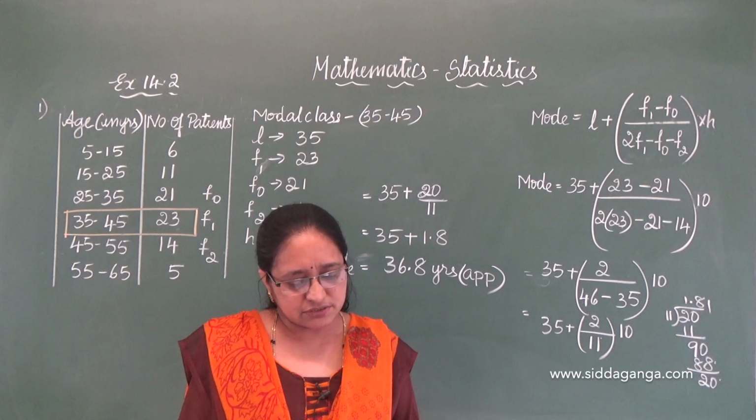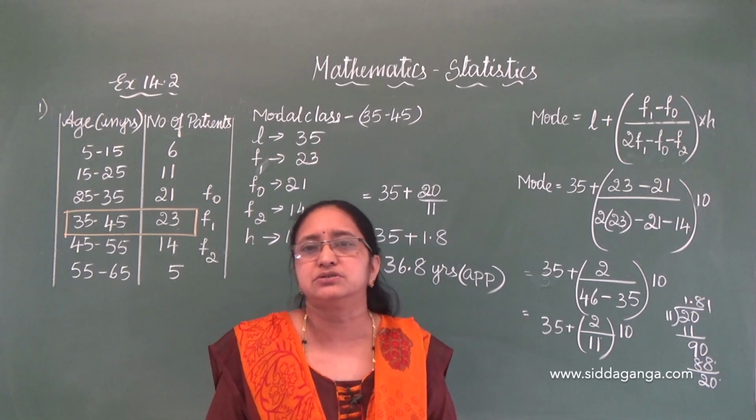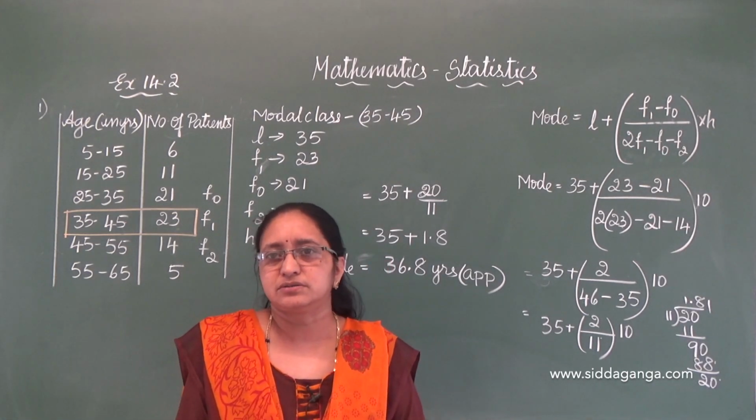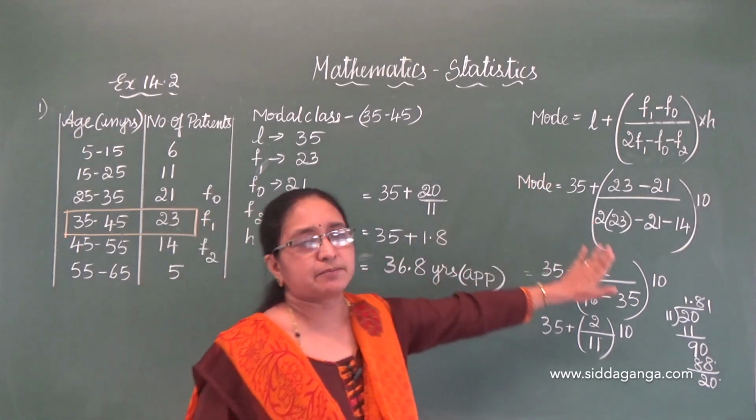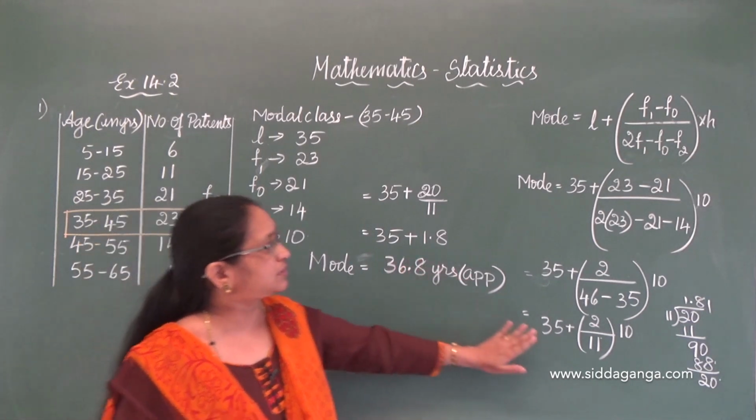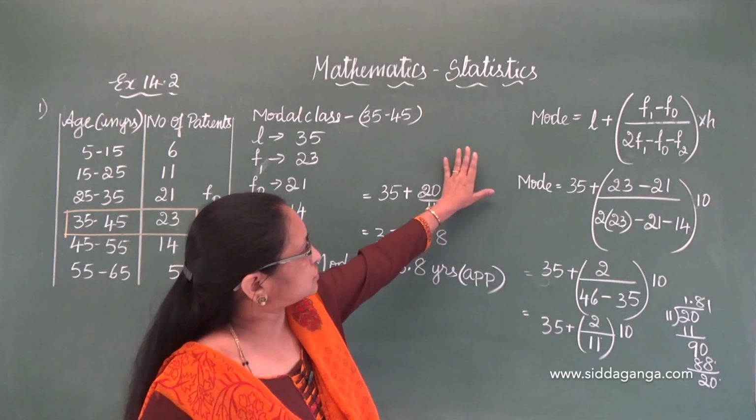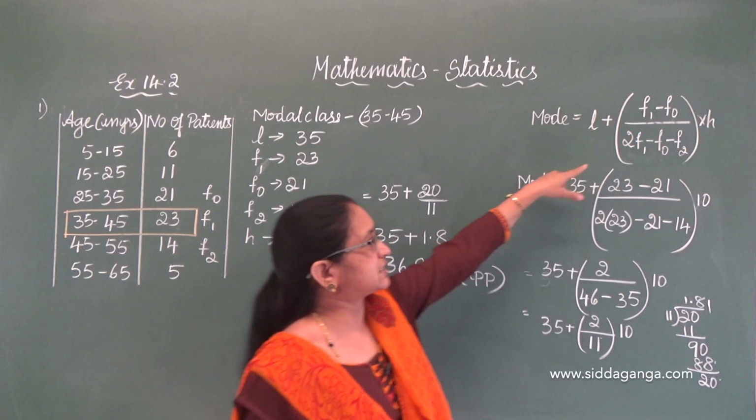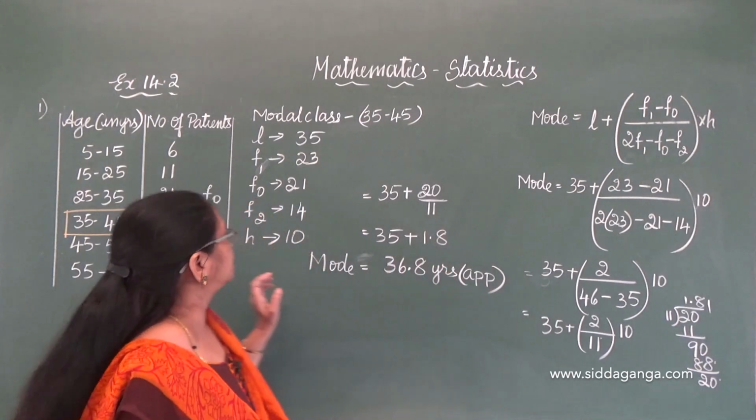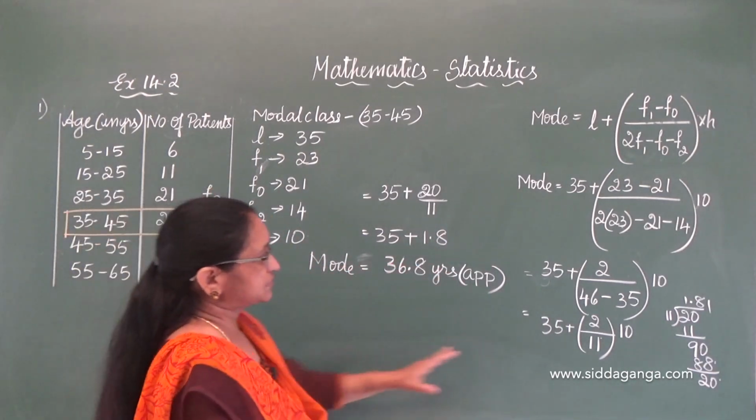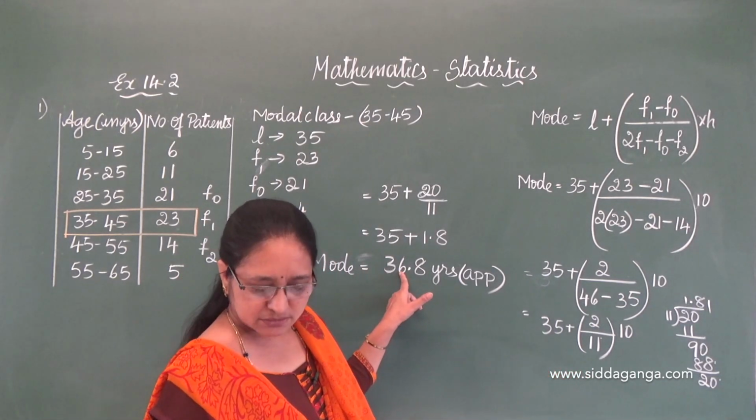Now we will proceed to find the mean. As usual, using the step deviation method, you can find the mean. I hope you understood how to find the mode, the first sum which I have done now. So be clear: first write the formula, then decide what the terms are, find the values of those terms using this table, then substitute and simplify.